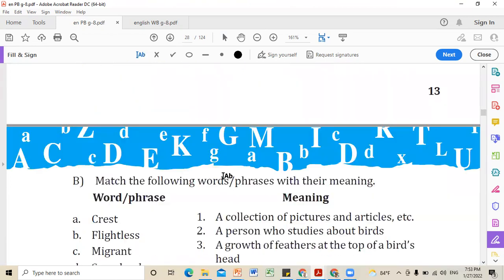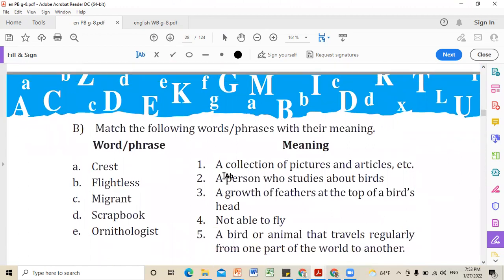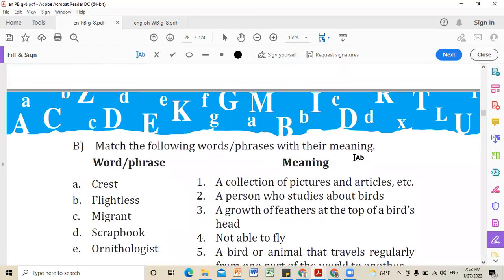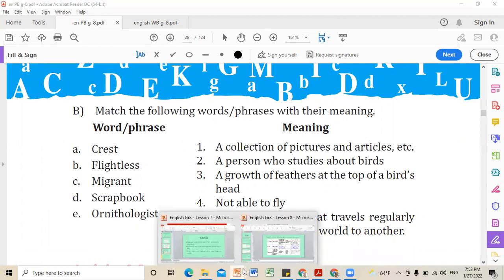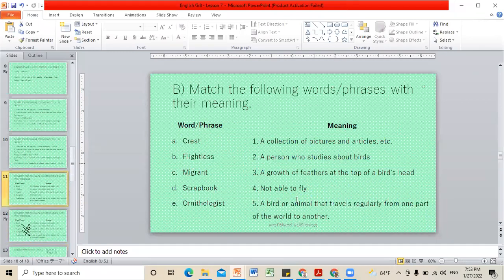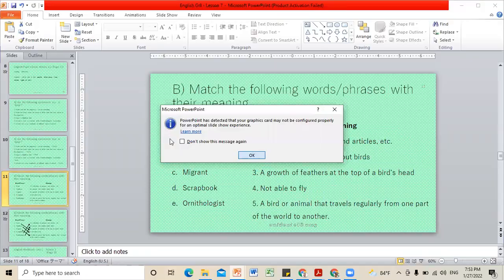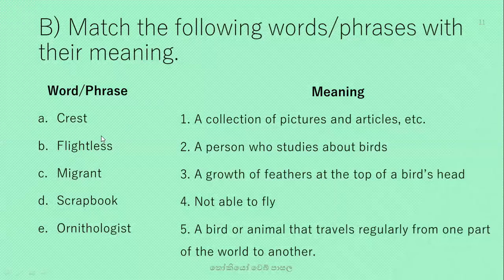Okay, so let's move on to part B of the same activity. What do we have to do? Match the following words. We are given some words or phrases and their meanings. We need to find which word matches with which meaning, right? So the first one is crest. Hirusha, can you let me know how we are going to match this crest? What is the meaning of crest?